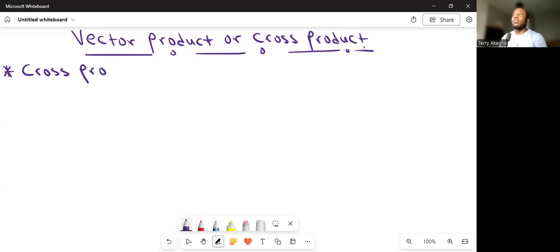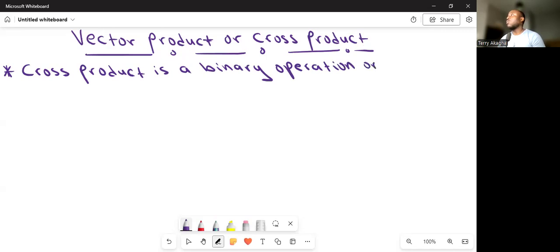So cross product is a binary operation on two vectors that result in another vector.